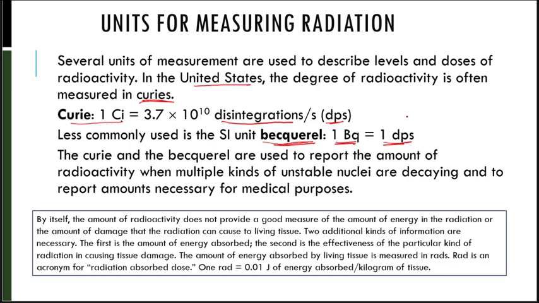The curie and the becquerel are used to report the amount of radioactivity when multiple kinds of unstable nuclei are decaying, and to report amounts necessary for medical purposes. By itself, the amount of radioactivity does not provide a good measure of the amount of energy in the radiation or the amount of damage that the radiation can cause to living tissue. Two additional kinds of information are necessary. The first is the amount of energy absorbed. The second is the effectiveness of the particular kind of radiation in causing tissue damage.